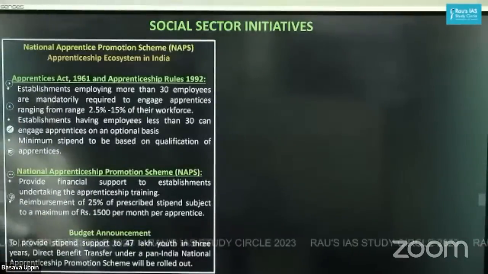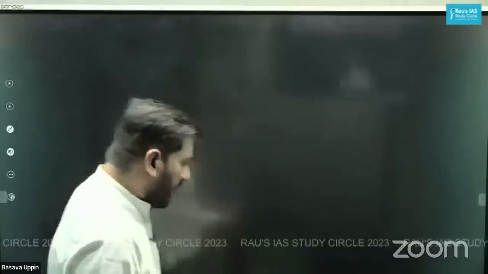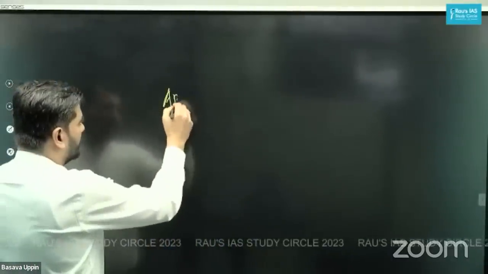Next is the apprenticeship promotion scheme. So what is this apprenticeship promotion scheme? First of all, let's understand what you mean by apprenticeship.